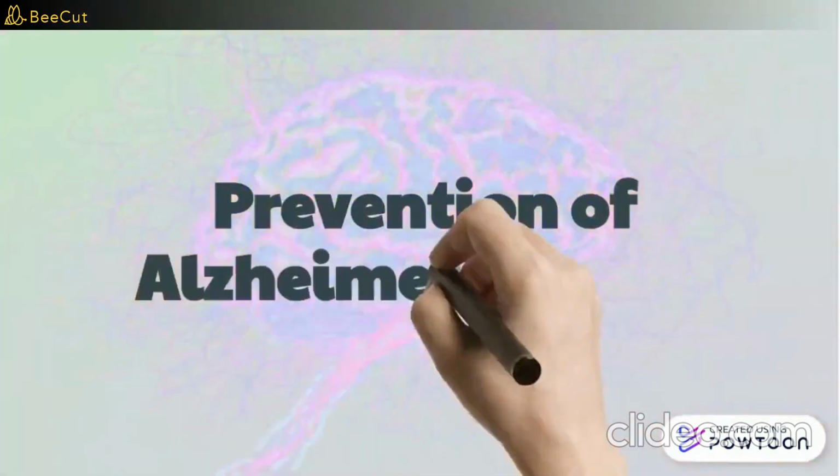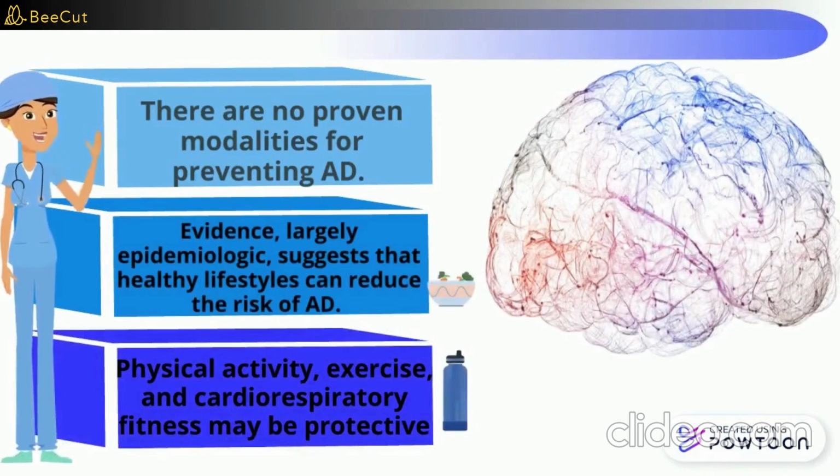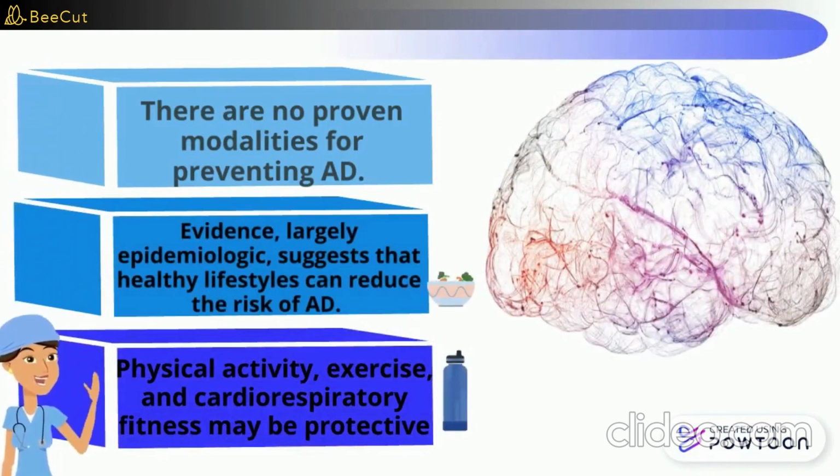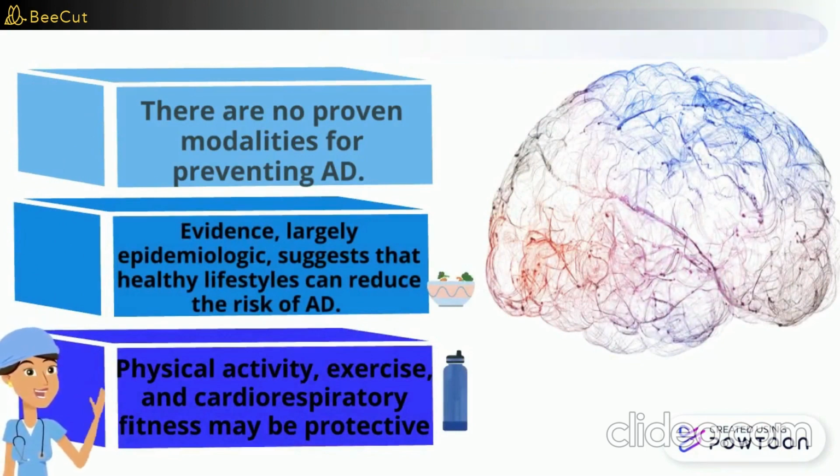Prevention of Alzheimer's disease. This suggests that healthy lifestyles can reduce the risk of AD. Physical activity, exercise, and cardiorespiratory fitness may be protective.